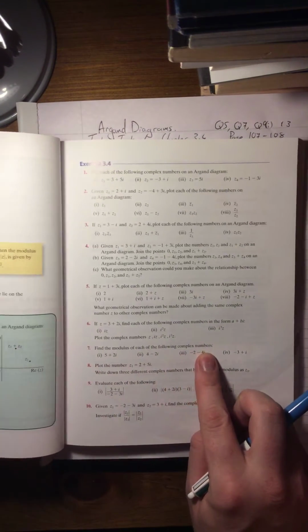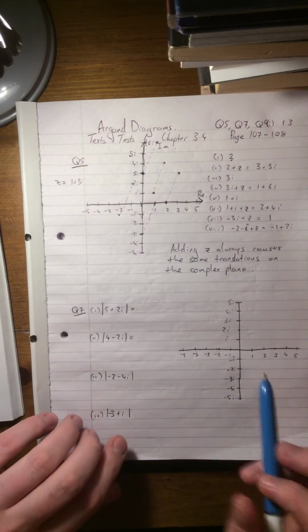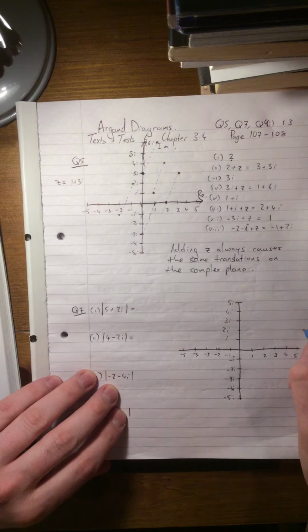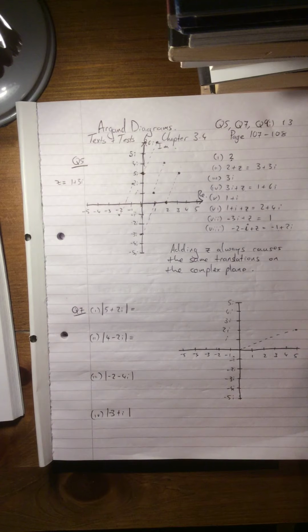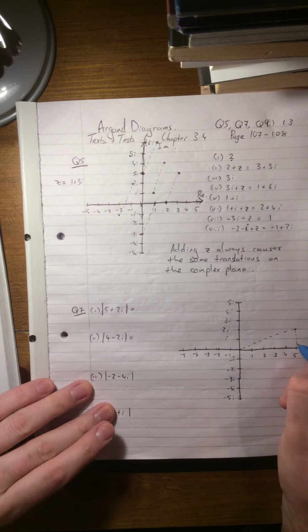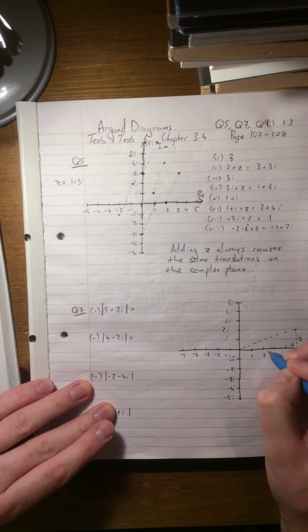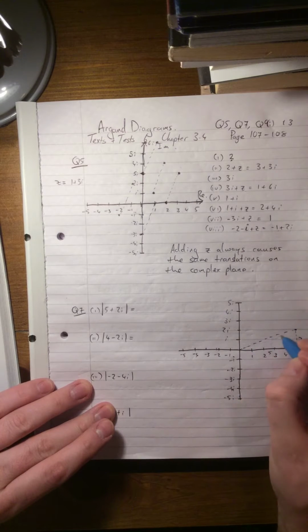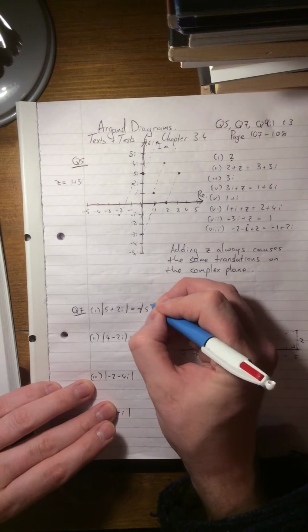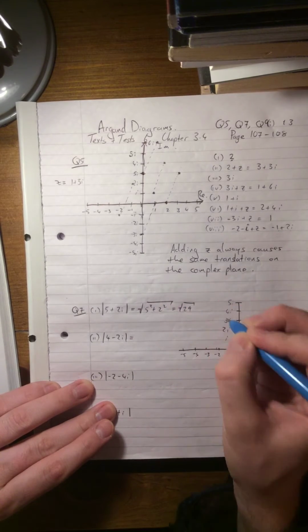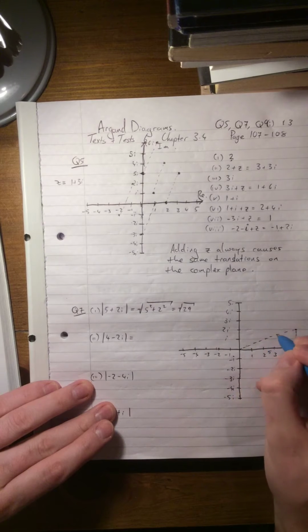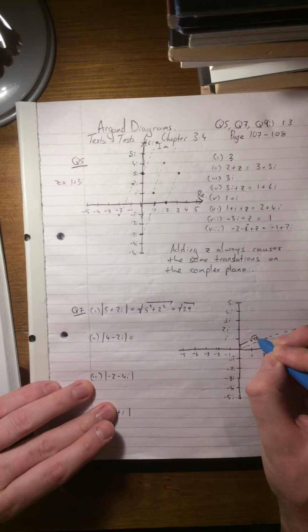Question 7 says find the modulus of each of the following complex numbers. Okay, well, a modulus we haven't talked about yet. So 5 plus 2i, 5 plus 2i is up here. The modulus is how far am I from the origin? It's not hard to answer. This is a Pythagoras question. If I've gone 5 across and 2 up, well, I've got a right angle triangle, 5 at the base, 2 at the side. So it's the square root of 5 squared plus 2 squared. That's going to be the square root of 29 is the modulus of that first number. That distance there is root 29.